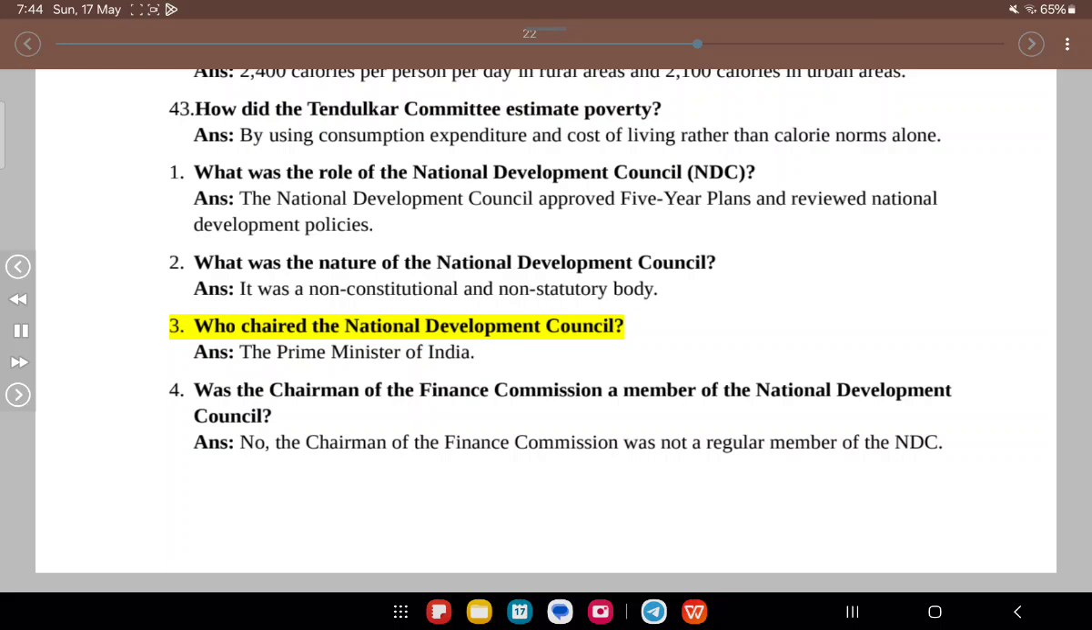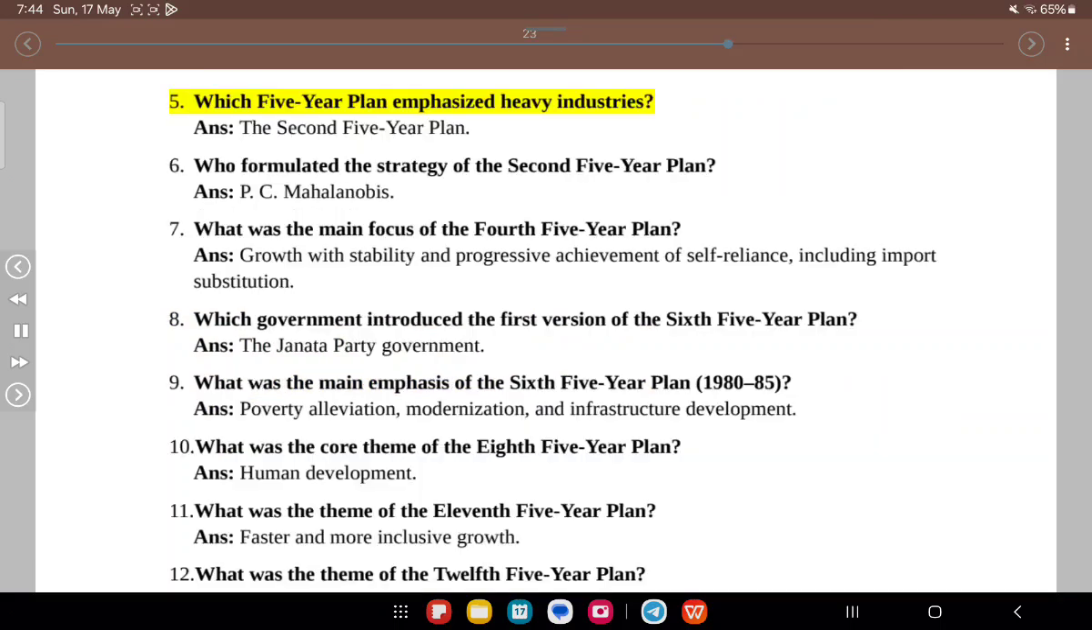3. Who chaired the National Development Council? Ans. The Prime Minister of India. 4. Was the chairman of the Finance Commission a member of the National Development Council? Ans. No. The chairman of the Finance Commission was not a regular member of the NDC. 5. Which 5-year plan emphasized heavy industries? Ans. The second 5-year plan.